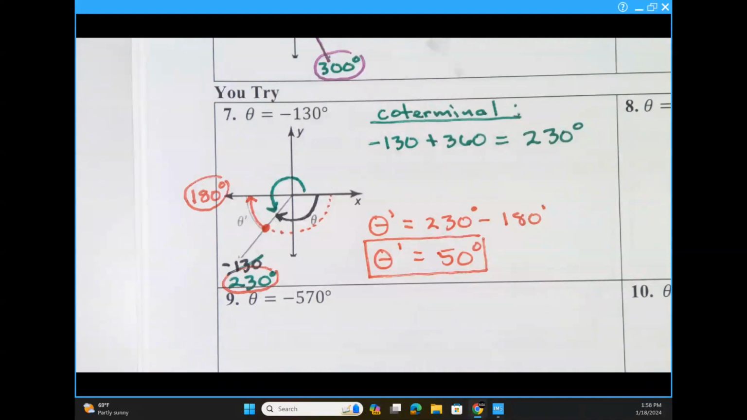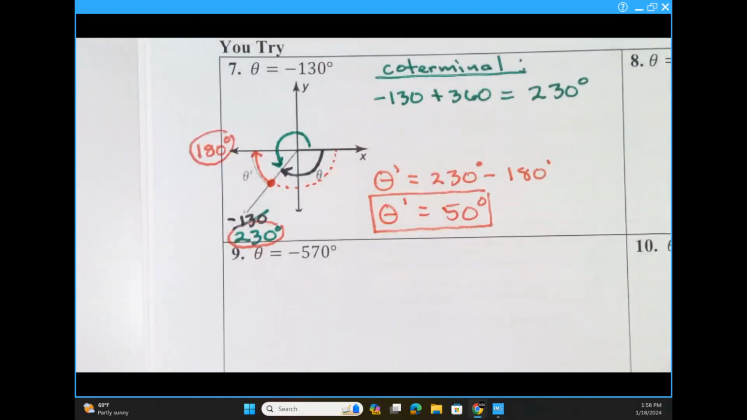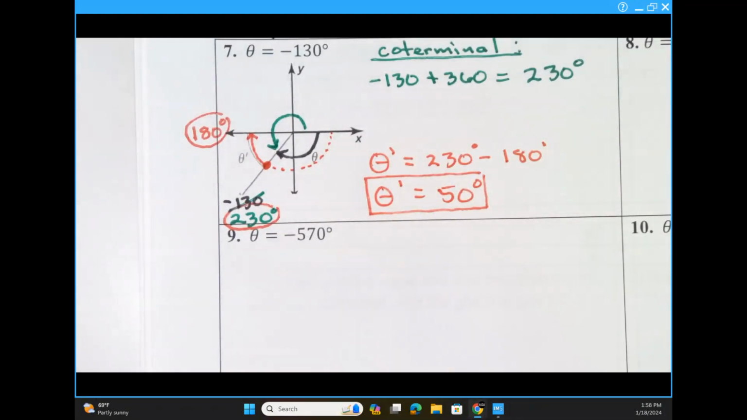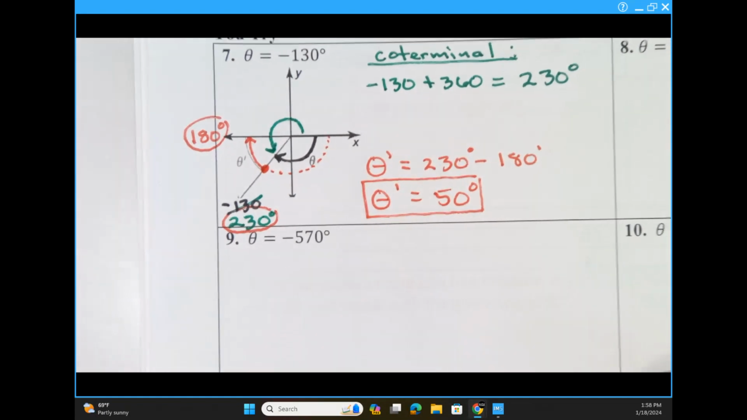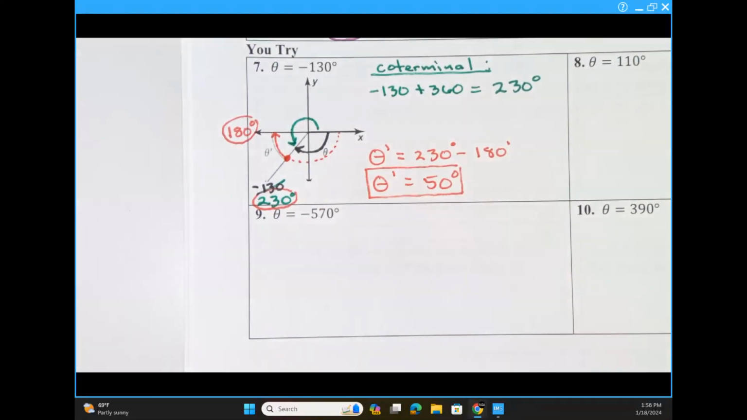All right, I'm going to do 1 more with you, and then you could do the you tries. We'll do number 9. That way you could do the you tries over here, number 8 and 10. All right, so negative 570. All right, let's draw it.